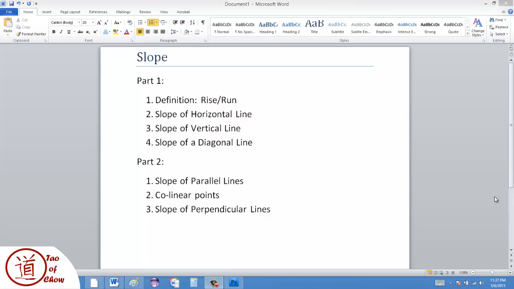And then in part two, what I'm going to do is look at specific examples of types of problems. So the slope of parallel lines, collinear points, and the slope of perpendicular lines. So let's get started with part one.